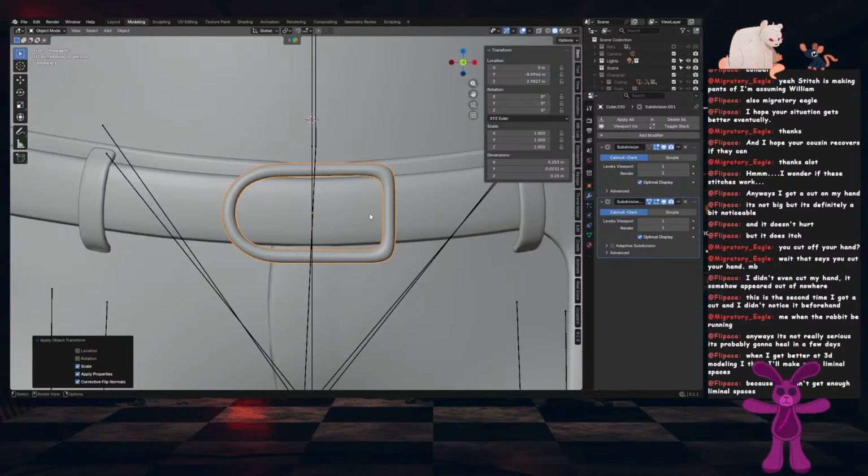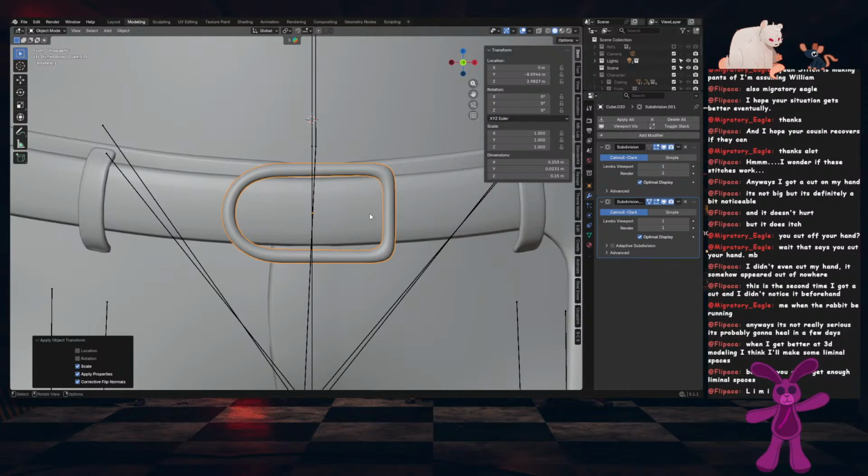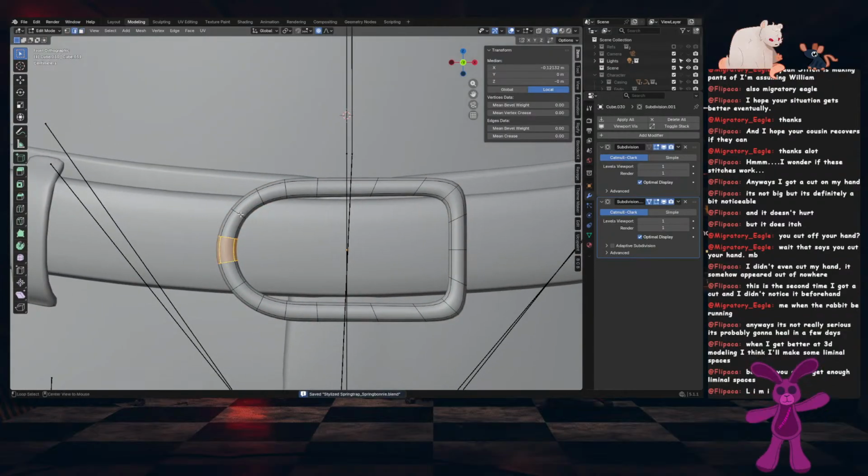You and the rabbit be running. Gonna hear in a few days when I get better at 3D modeling. I think I'll make some liminal spaces. Ooh. Well, I think you can make liminal spaces without being great at 3D modeling.